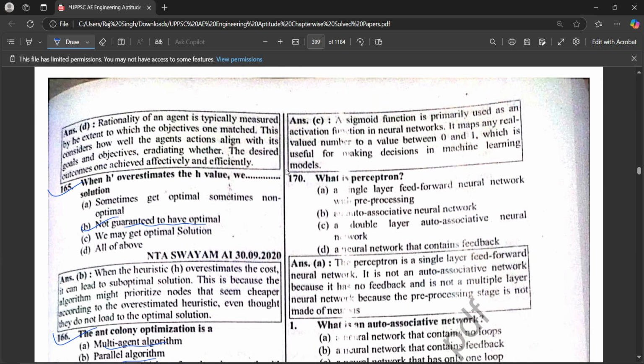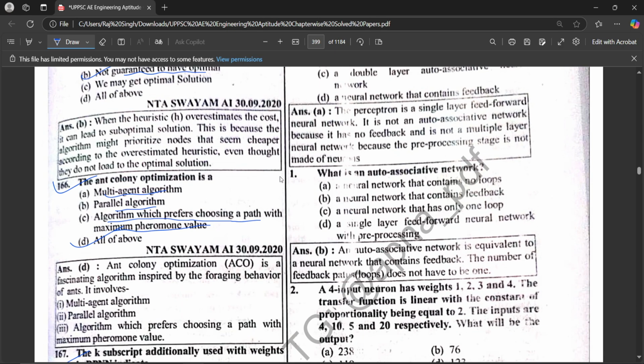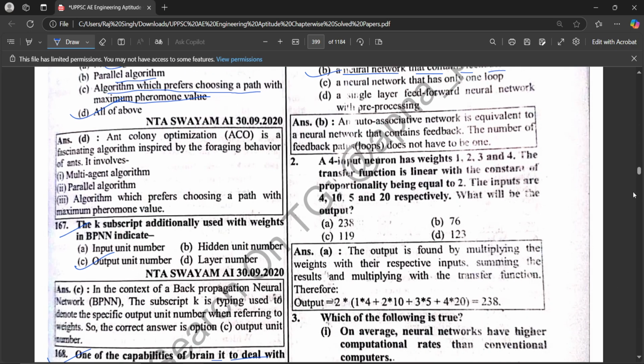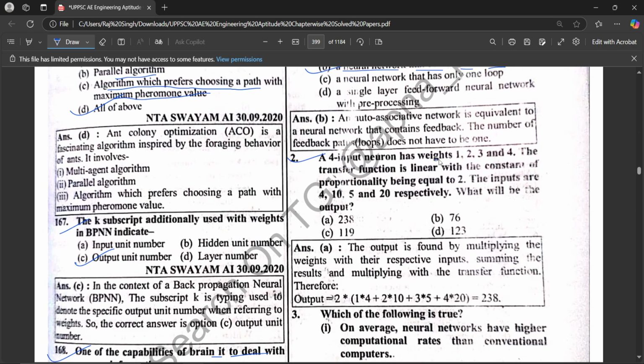Next question: what is a perceptron? A single layer feed forward neural network. What is an auto-associative network? It is a neural network that contains feedback. A four input neuron with weights 1, 2, 3, and 4 and transfer function is linear and the constant of proportionality being equal to 2. The inputs are 4, 10, 5 and 20 respectively. What will be the output? 238. This is how you can calculate it.